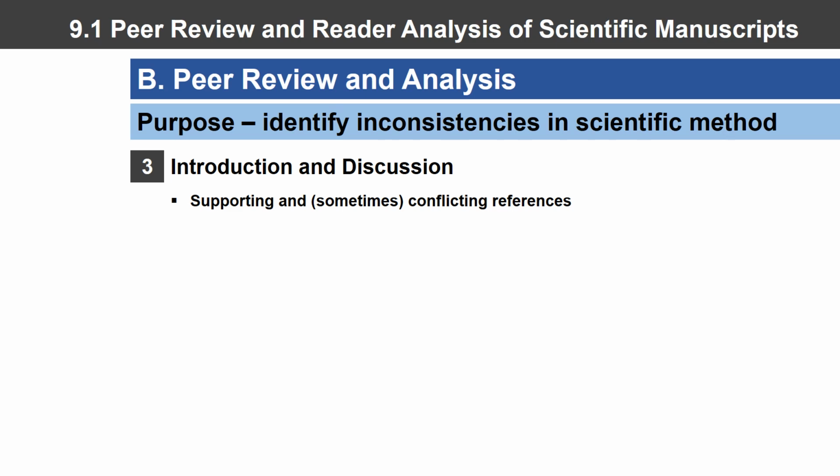A good introduction and a good discussion have enough references to other works to do that contextualization. You want to make sure you're citing supporting evidence and sometimes conflicting evidence that place your work within the correct context. It's important for a lot of reasons. We want to make sure that we understand the novelty, or lack thereof, of a finding. We want to acknowledge the previous works done by other groups that have led to yours.